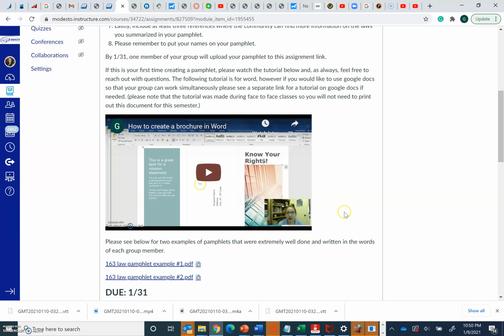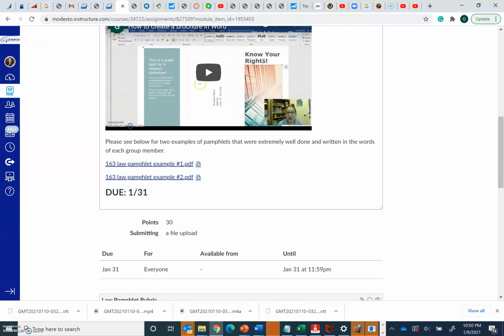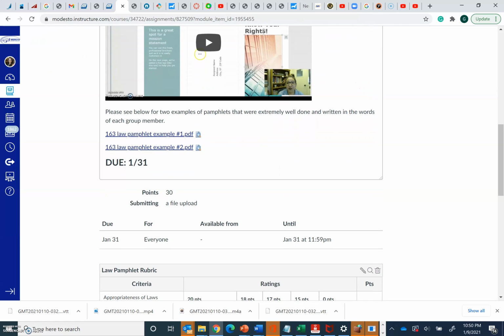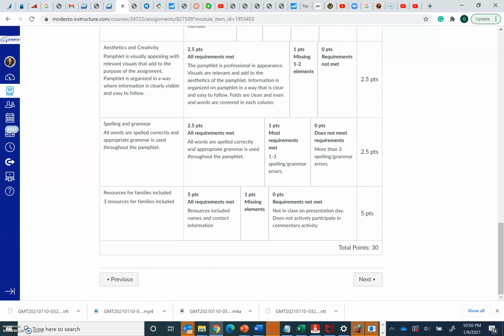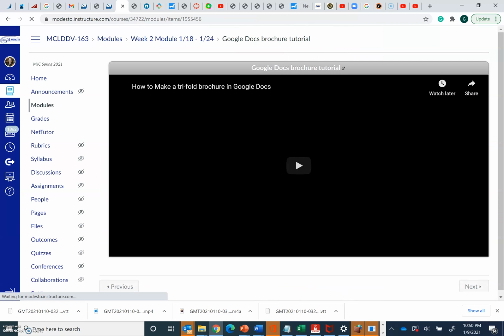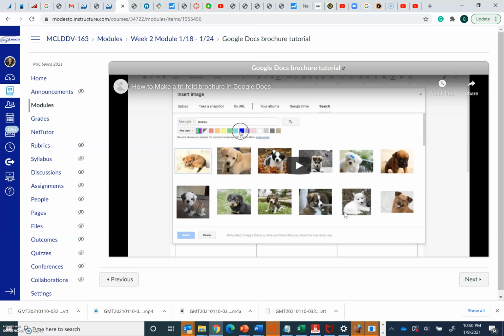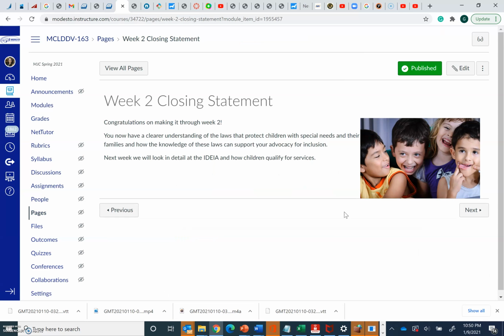Although this video talks about printing your pamphlet, we are not going to be meeting at any point this semester, so you do not need to print this. You're only uploading either a Word or a Google document. And when you are uploading something, please make sure if it's Google that you have given me permission to see it.